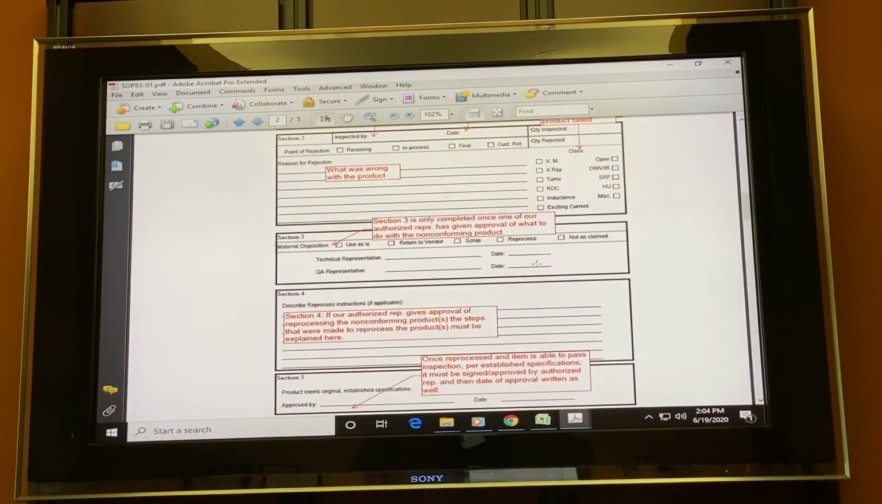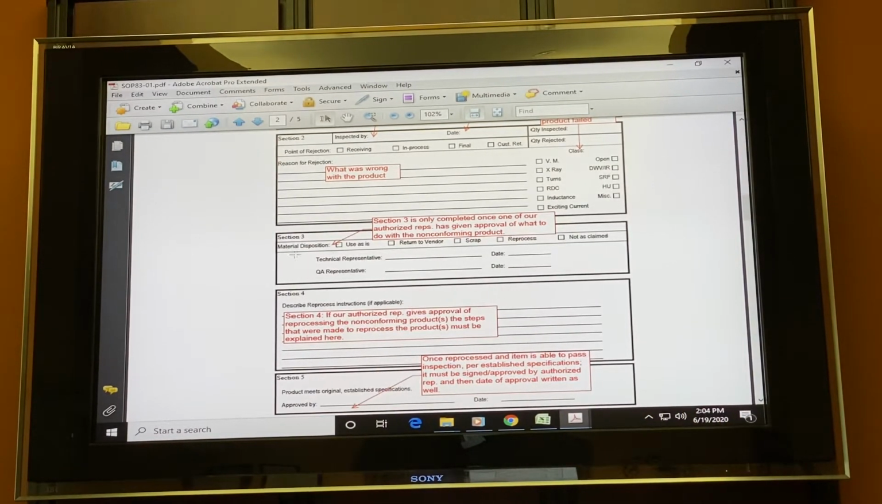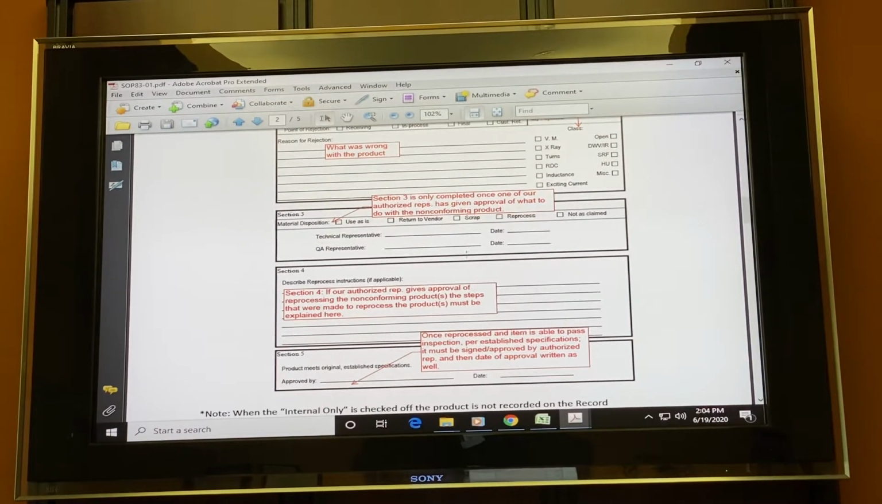Section 3 is only completed once one of our authorized reps, which in this case is myself, Alan, Ben and Ryan. So for the technical representative here, it's usually either Van or Lorenzo that will check off on it. It just depends what it's dispositioned as. In the case where I'm allowed, the only time that I'm allowed to approve these ones is when we're using them for group B.